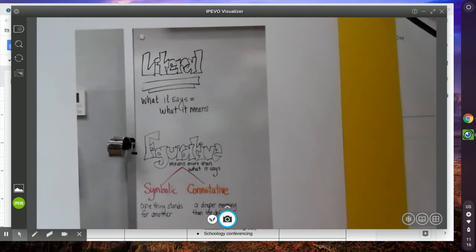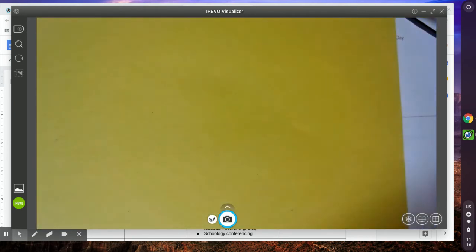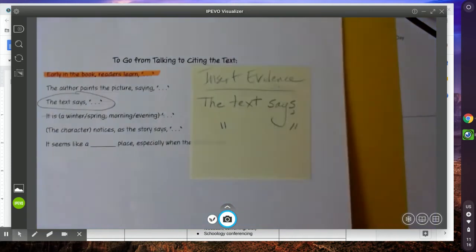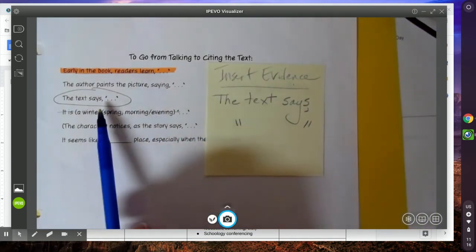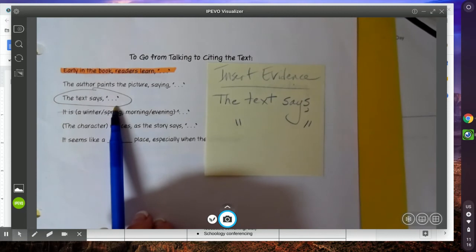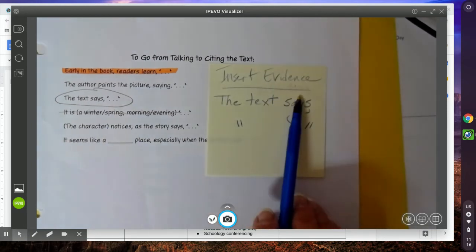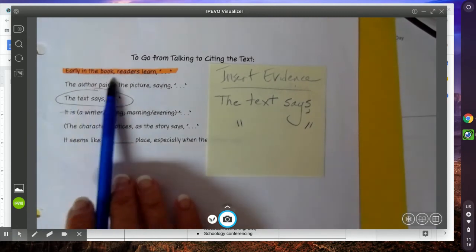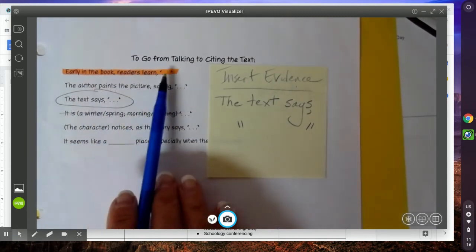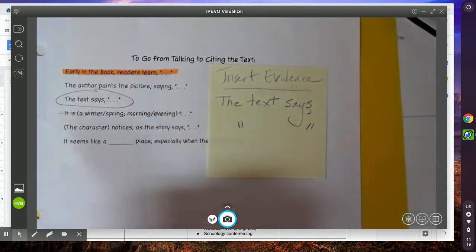All right, so we're going to apply that, and then we're going to write about it. Okay, and when we write about it, we're going to pay attention to how to insert the evidence, all right? Inserting evidence, the text says, but there's lots of other choices. We could use early in the book, readers learn, blah, blah, blah, and that blah, blah, blah goes in quotes because it's right word for word from the text.